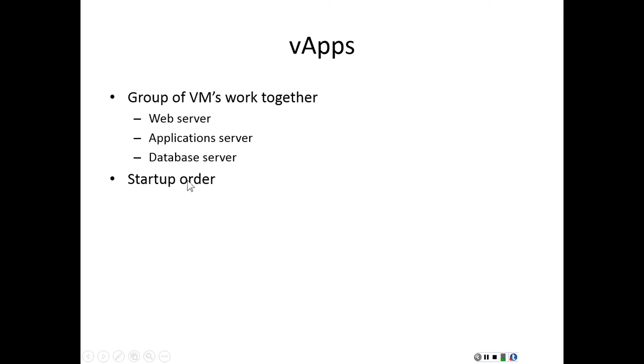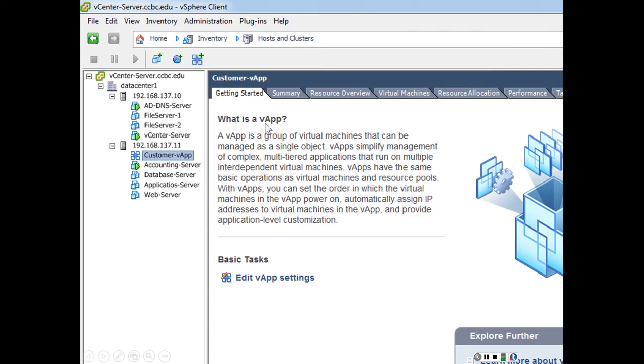Startup order is important because the application server is not going to work without the database server running, and the web server is not going to be any good if the application server is not running. If we look at the description of a VApp, we can see that a VApp is a group of virtual machines that can be managed as a single object.